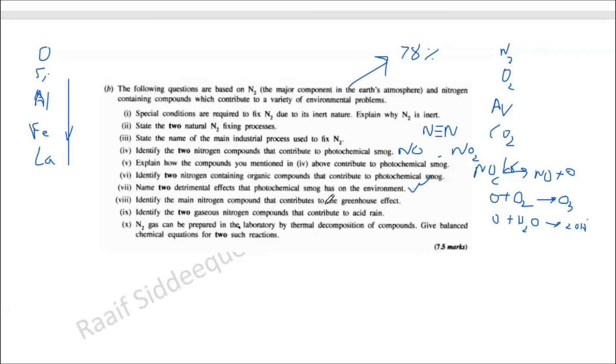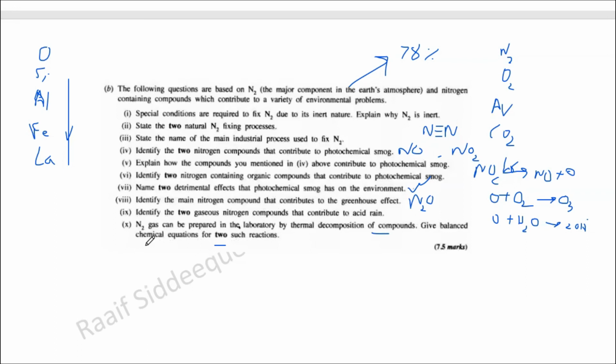Identify the main nitrogen compound that contributes to the greenhouse effect. So you know the main contributor to the greenhouse effect is N2O, which is not related to photochemical smog. Identify the nitrogen gas components of acid rain. So again, it is NO and NO2 for acid rain. So N2 gas can be prepared in the laboratory by thermal decomposition of compounds. So give a balanced chemical equation for two such reactions.